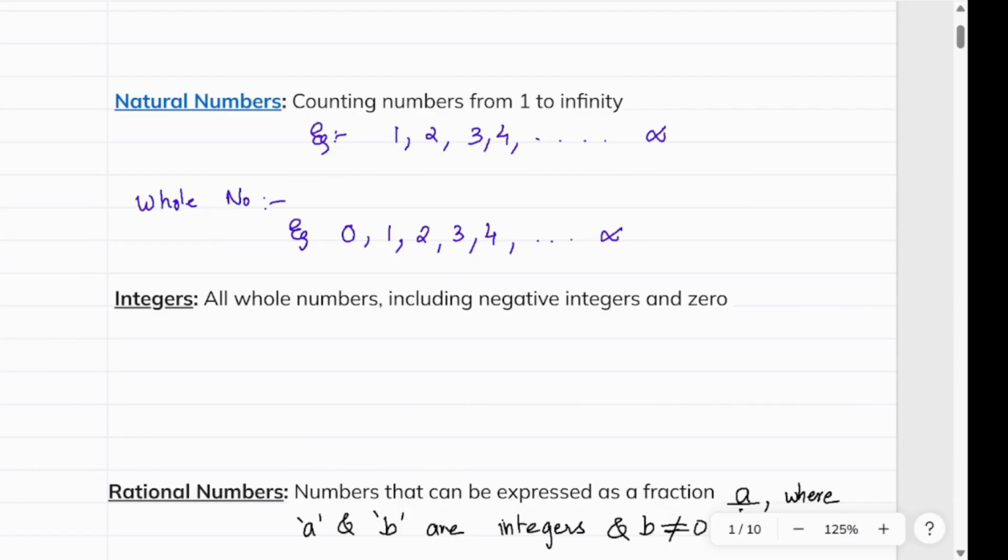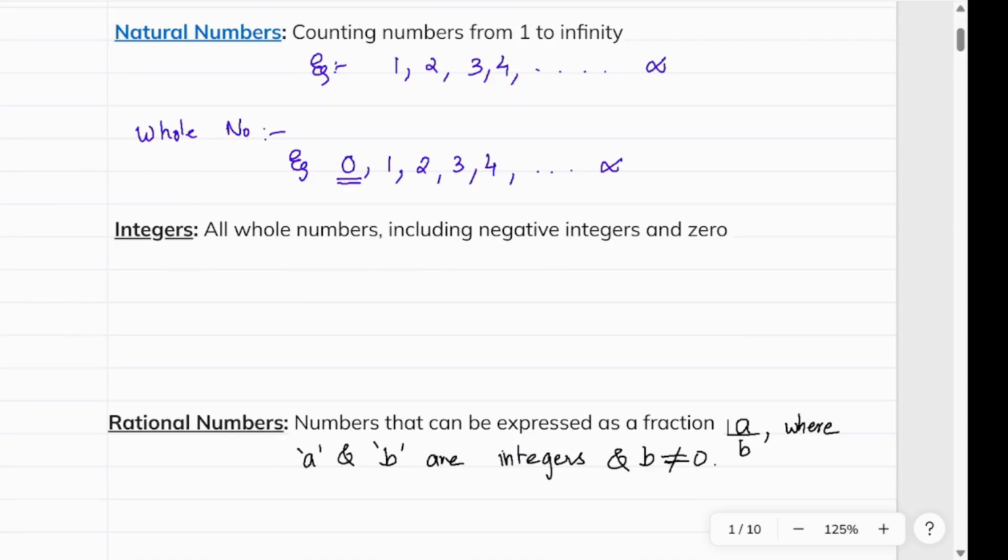Now, what about the whole numbers? Whole numbers start from 0 and go till infinity. So basically, whole numbers are the natural numbers along with 0.